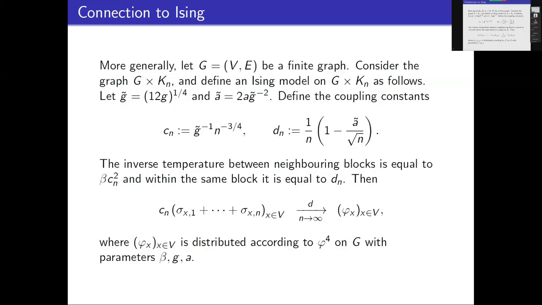So you can define the Ising model on this graph with certain parameters. The parameters inside each block are the same as before. Between blocks, they are different. They come from this parameter Cm squared, which is of order 1 over n to the 3 over 2. Inside the blocks, they are of order 1 over n.